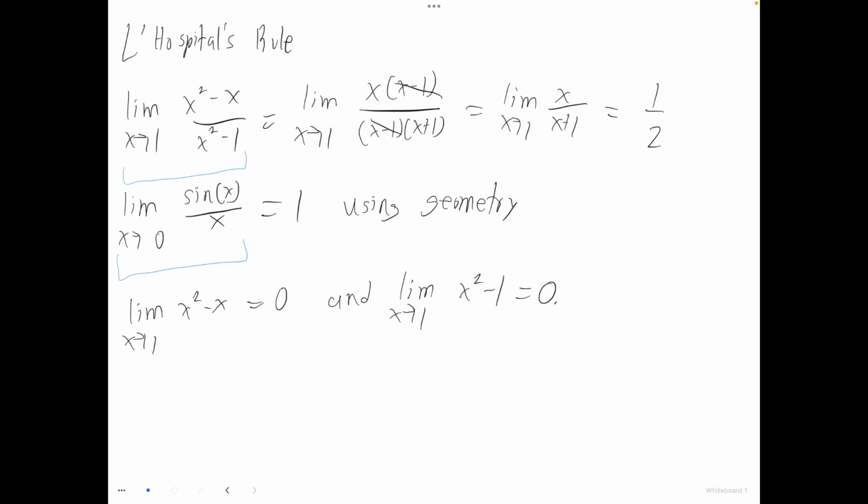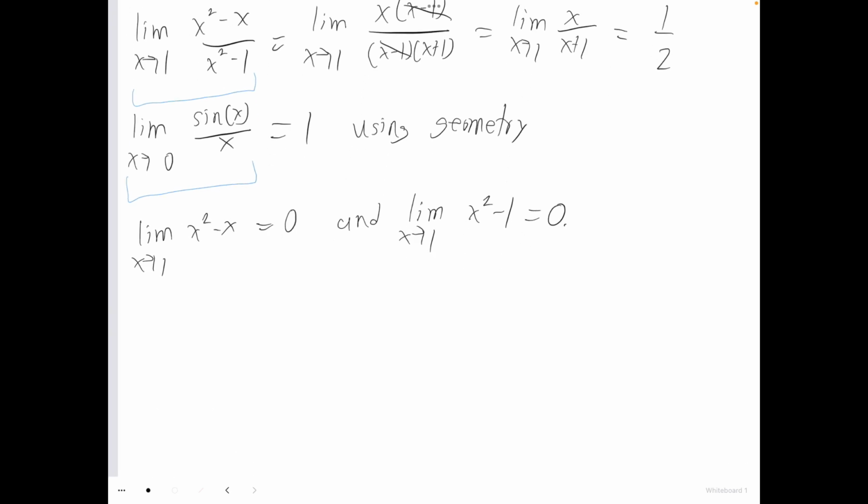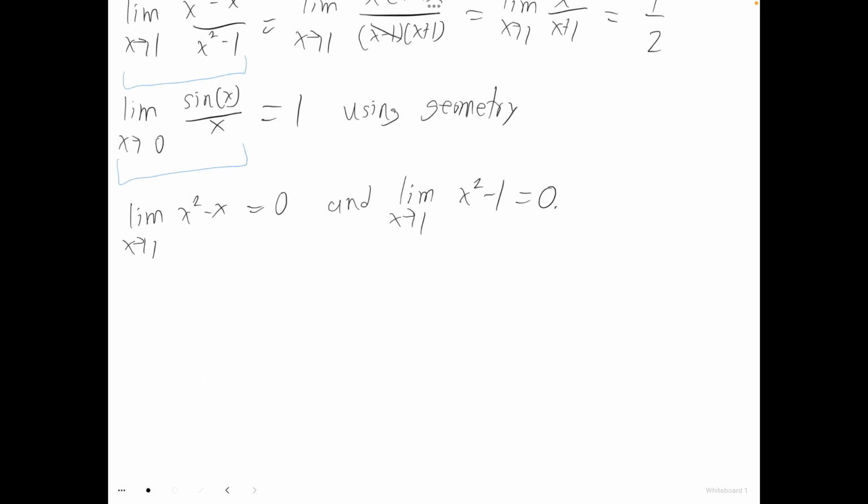So what L'Hopital's rule does is it figures out a general way of computing such limits. This allows us to compute more complicated things that we would not have been able to find the limit of otherwise. And so we have the following theorem, which is L'Hopital's rule.